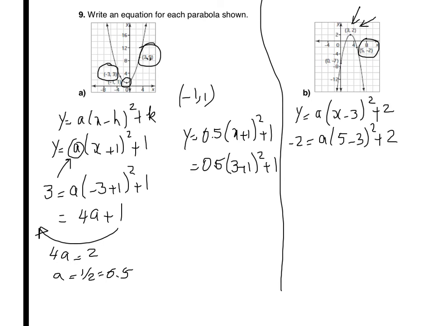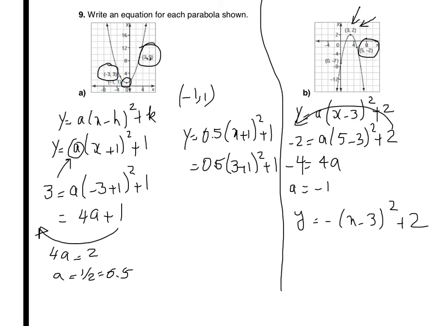5 minus 3 is 2. 2 squared is 4, so 4a. And when I move 2 to the left, I get negative 4, because negative 2 minus 2 is negative 4. Divided by 4, I get a is negative 1. So y is equal to negative times x minus 3 squared plus 2.